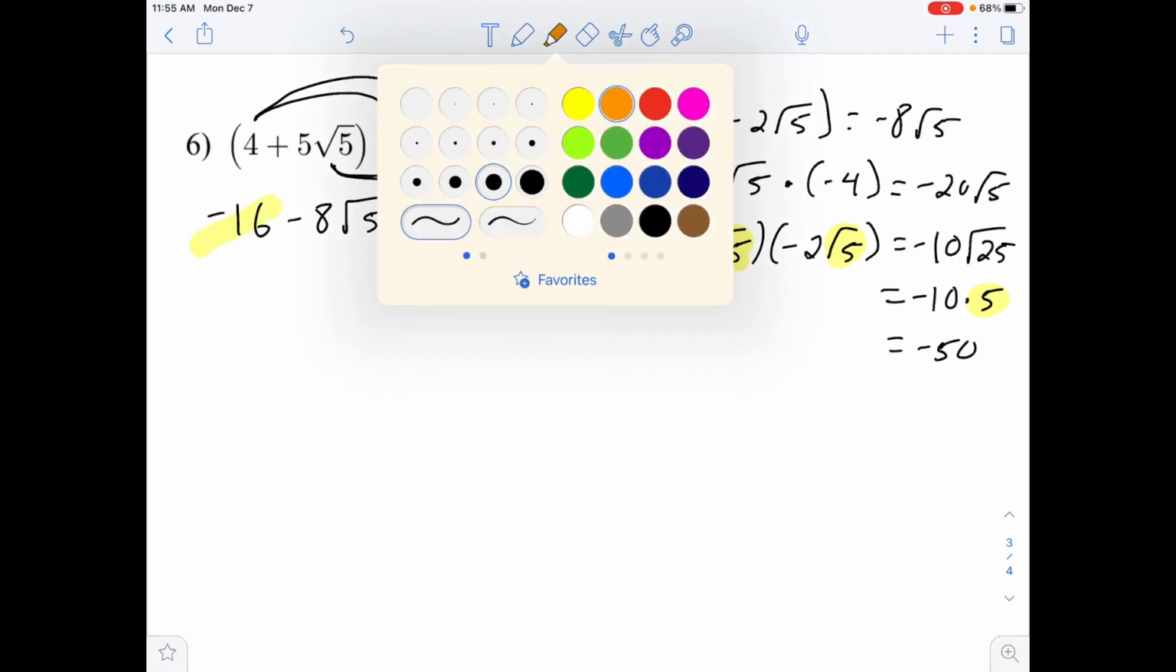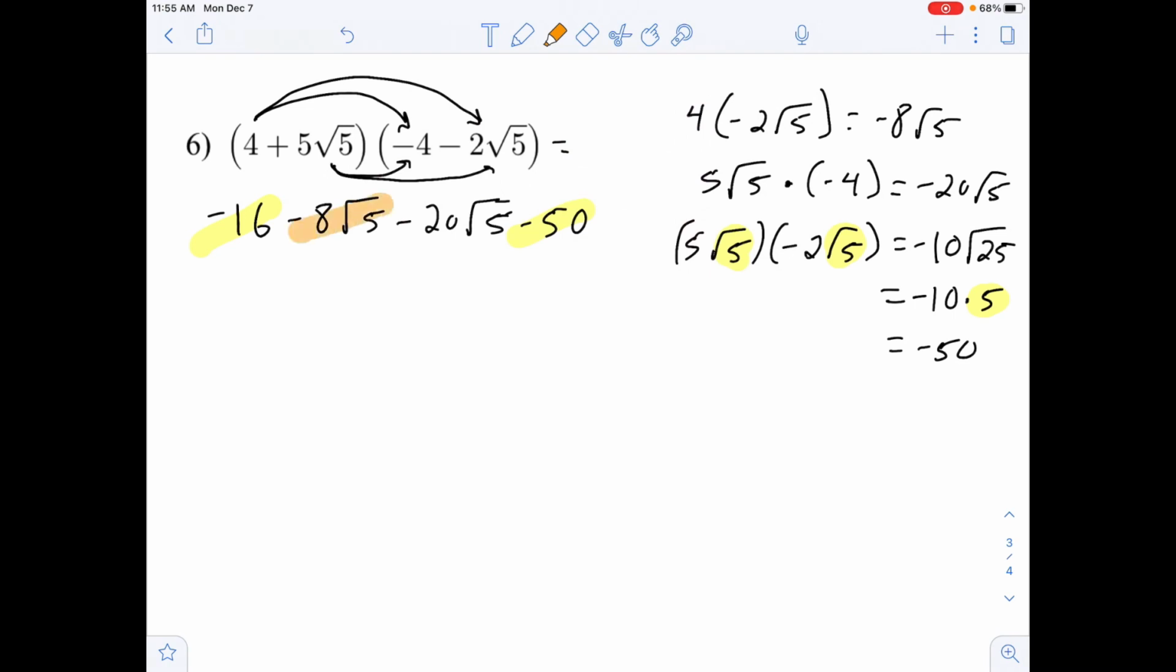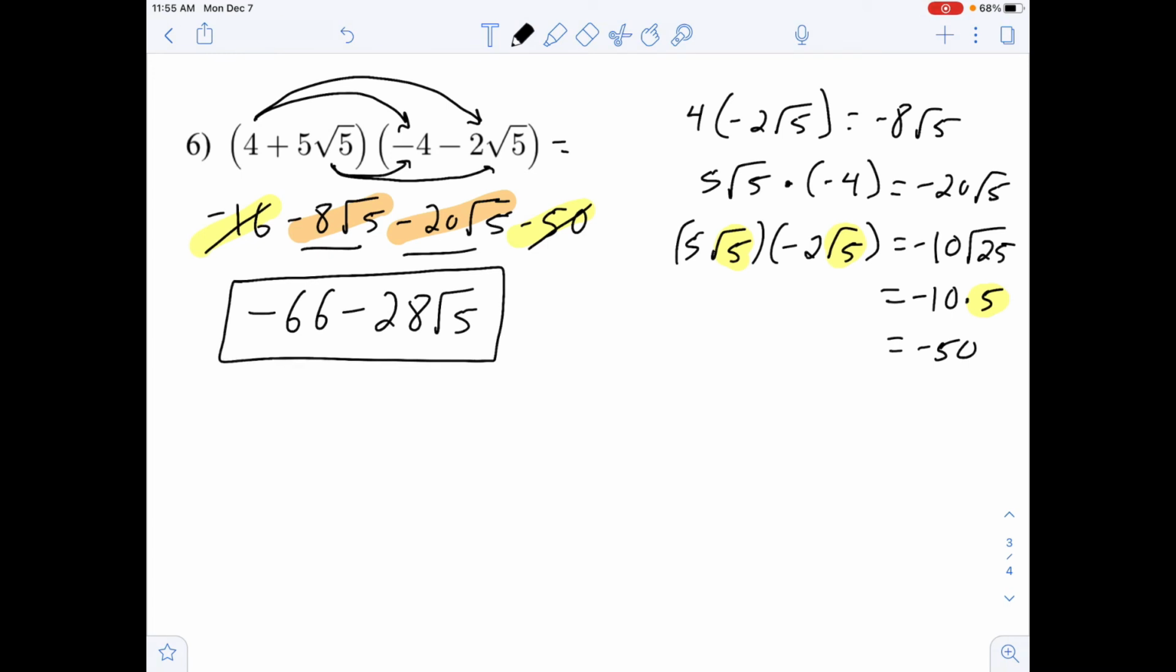So now what can we do? These are definitely like terms. And then these are actually like terms, so we can go ahead and add those. So I'll do the negative 16 minus 50 first. That's going to give me negative 66. So that's done. And then negative 8 square roots of 5 minus 20 square roots of 5 is minus 28 square roots of 5. And that is it.